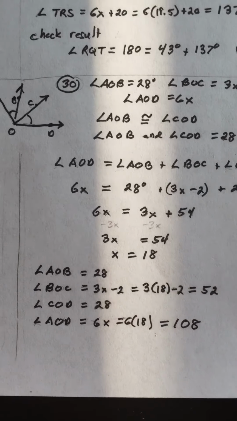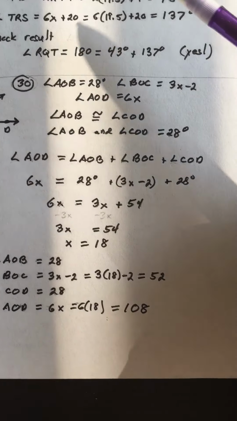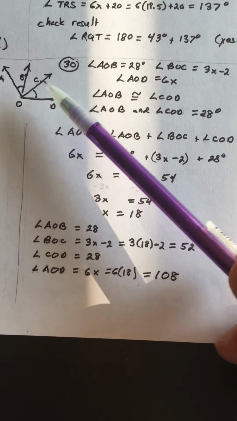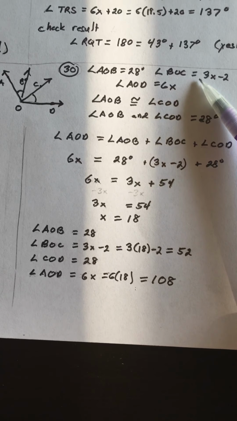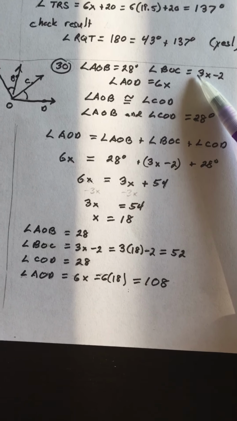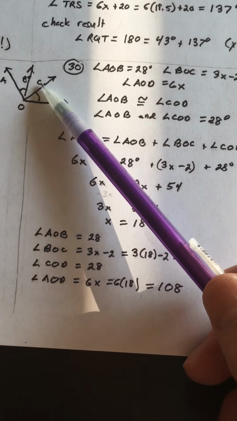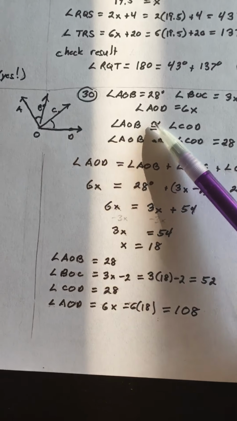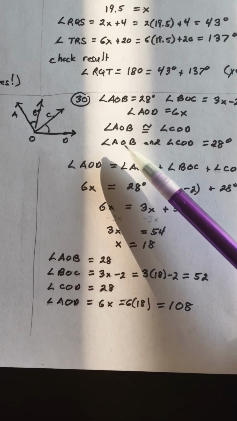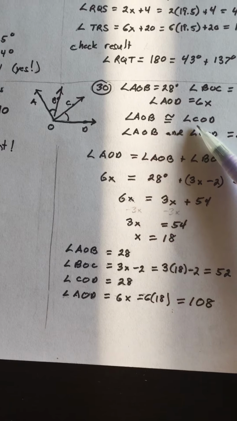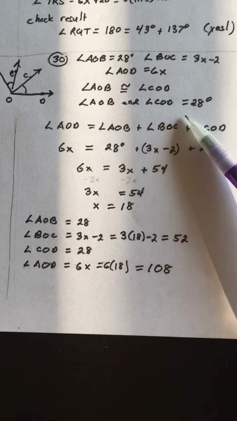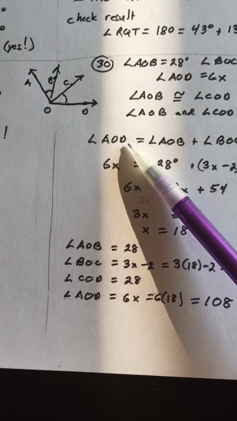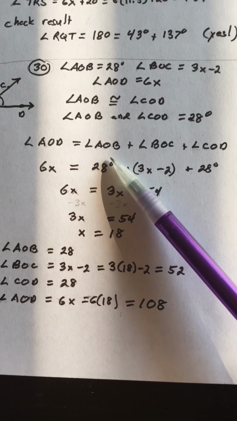Last question. So here we have the same figure. Now they give us AOB is 28 degrees. It's that angle right there. They tell us that BOC is 3x minus 2. That's the middle one. And that the total angle AOD, the whole thing, is 6x. And they also again have that AOB is congruent to COD, so that tells us that both of those angles are 28 degrees.